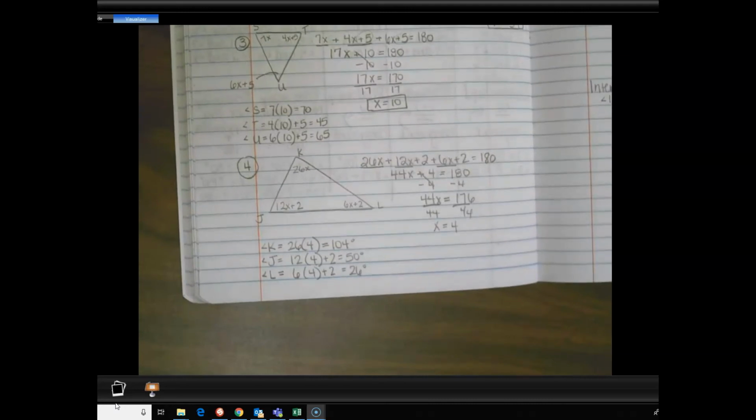All right, so that's all we have for today. Tomorrow we are going to practice some of these problems. You actually will have a homework and a vocab assignment. And then we're going to work on some of those exterior angles.